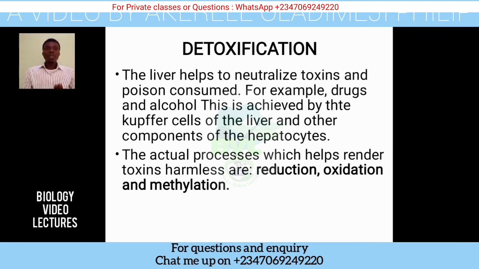So the actual processes it uses to do that are reduction, oxidation, and methylation of different substances that come into the body. So bear in mind that it screens things and holds on to them. Sometimes, to some extent, it neutralizes some things, but it doesn't neutralize all things.